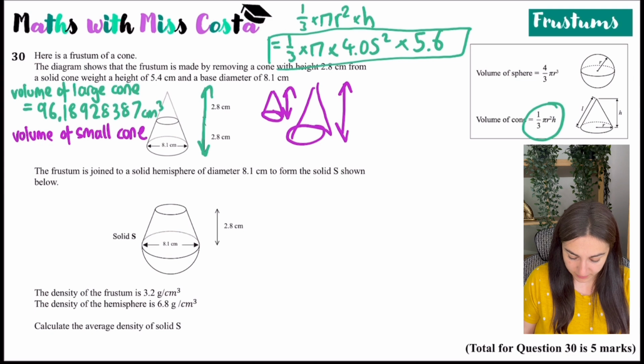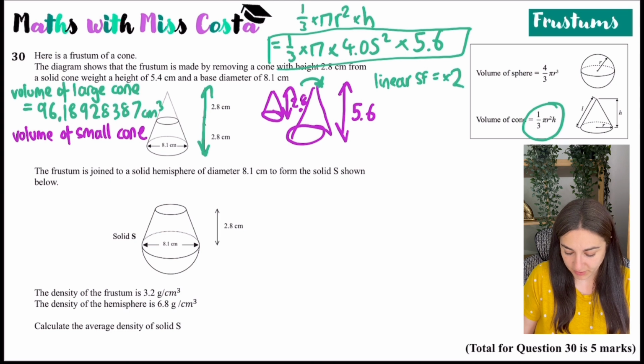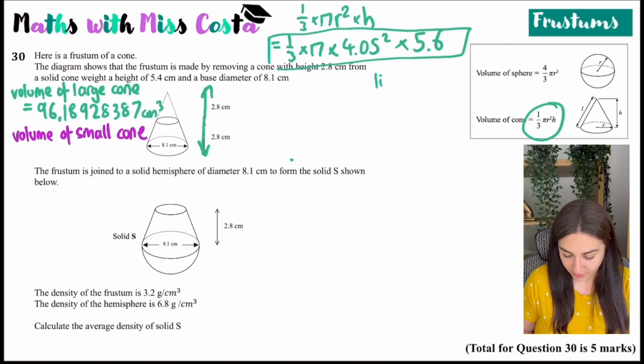So the height of the large cone is 5.6, the height of the small cone is 2.8. So therefore, the linear scale factor is, how do you get from the small cone to the large cone? You just times by 2. So to get from the large cone to the small cone, you divide by 2. And if the radius of the large cone is 8.1, the radius of the small cone is going to be half of that. I'm going to have to divide by 2.